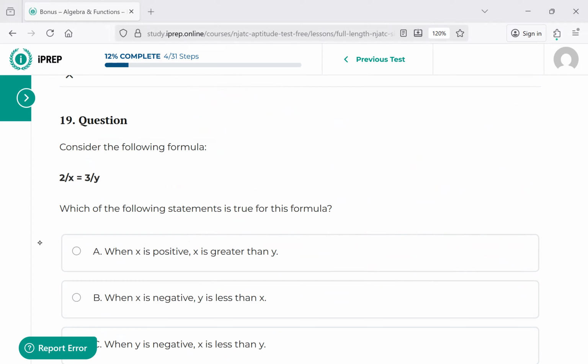Let's say we had 2 over x equals 3 over y. Which of the following statements is always true? This one I would definitely try graphing. This one is actually given. Your y is your y, your x is your x, right? We don't have to figure that out.